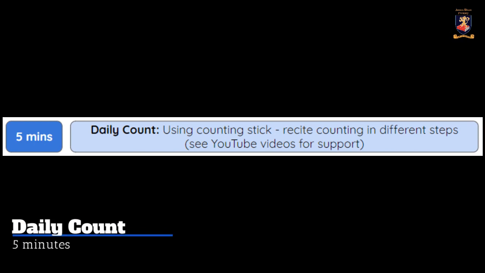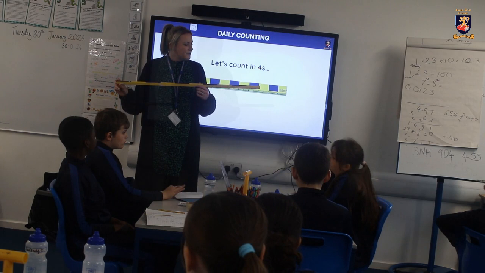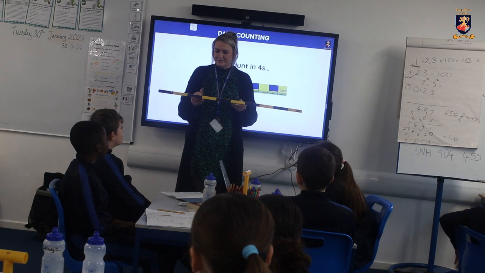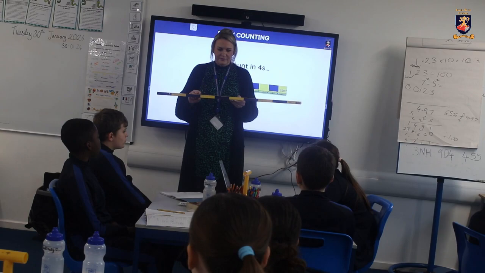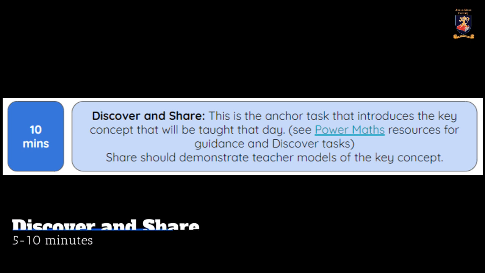So we're going to start with our counting. We're going to count in 4s, and then we'll count in 0.4s, and then I want you to do 4s with the times table. Okay, so we're starting with 4s first. 32, 36, 40, 0.4, 0.8, 1.2, 4 fours are 16, 3 fours are 12.